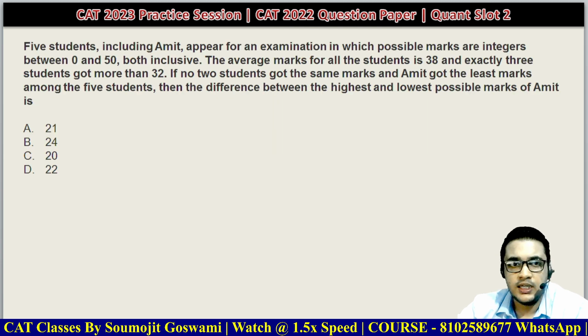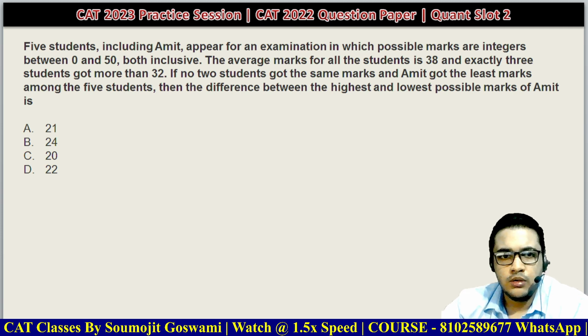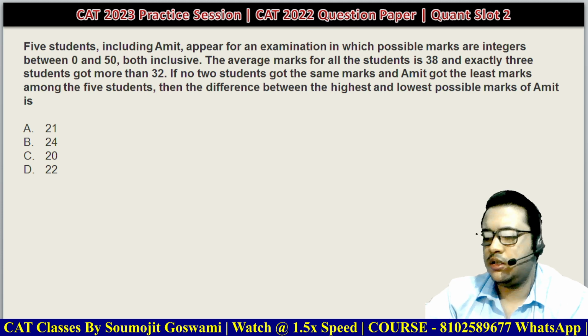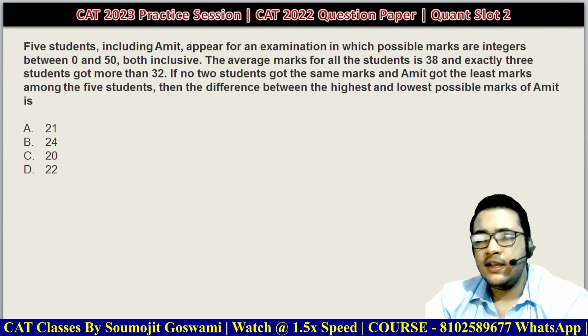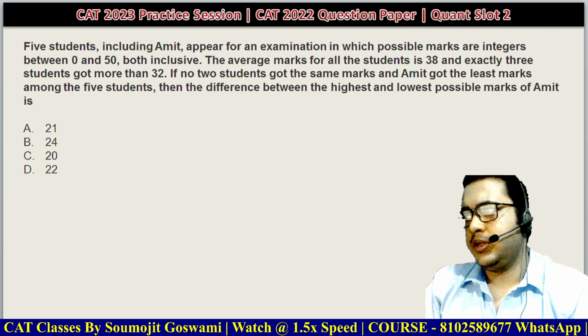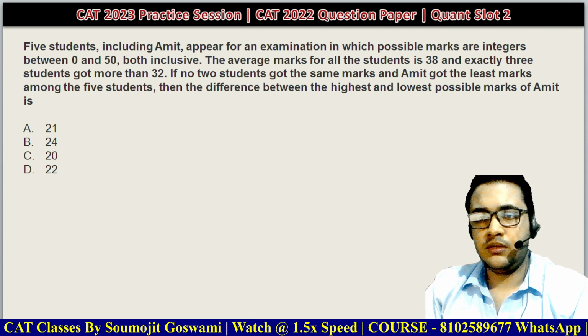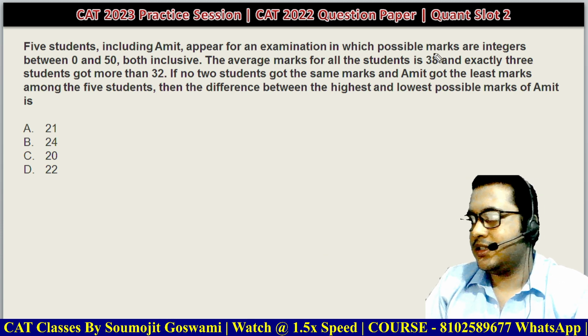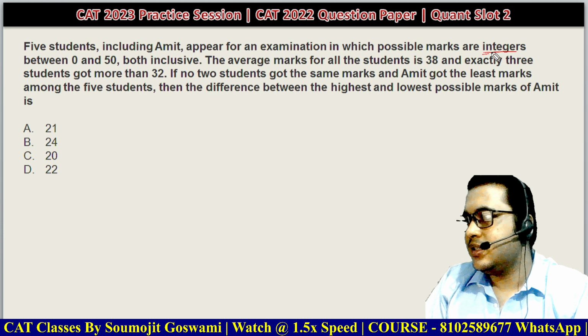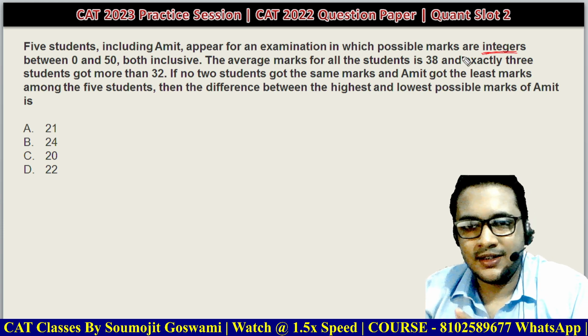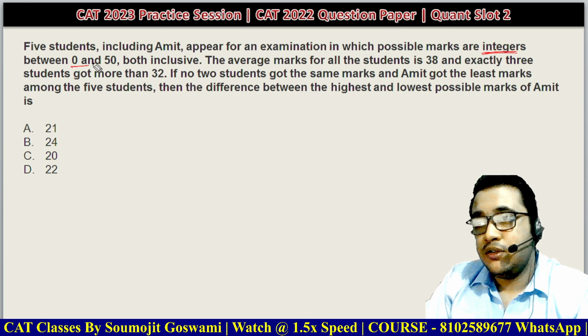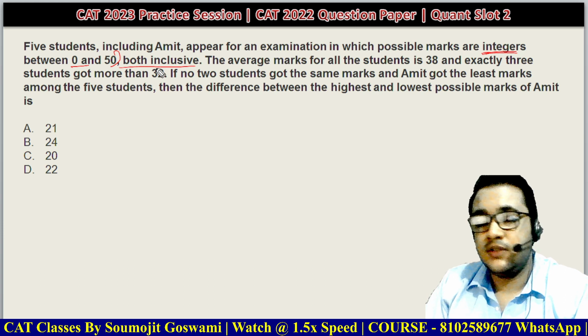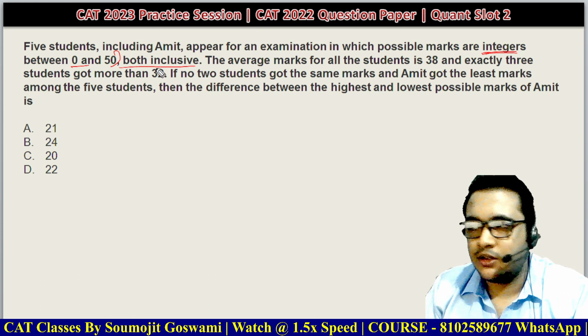This is a pretty interesting question, a category of question which can be considered difficult also, but I don't know if difficult or easy is a good word for our purposes. 5 students including Amit appear for an examination in which possible marks are integers. The moment they say integers, the question becomes a little interesting. Integers between 0 and 50, both inclusive, so 0 can also be there.